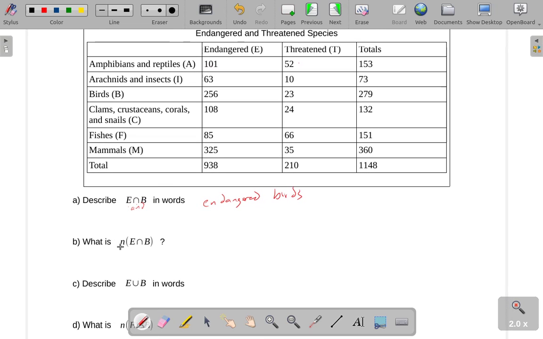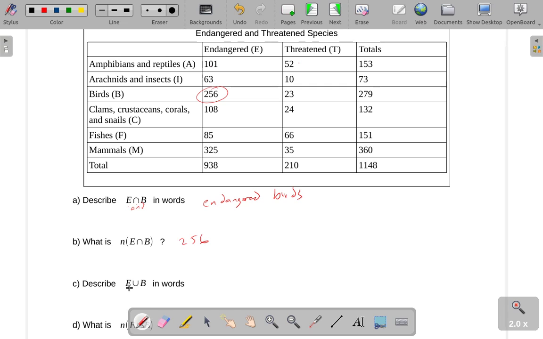And if I wanted to say what the size of E intersect B is, this N, remember this means the size of the set. This is not describing the actual elements in the set, it's saying the number of elements in the set. So E intersect B, well, all the endangered species occur in this column, all the birds occur in this row. So it turns out that this number right here is both in this column and in this row, so N of E intersect B is 256.